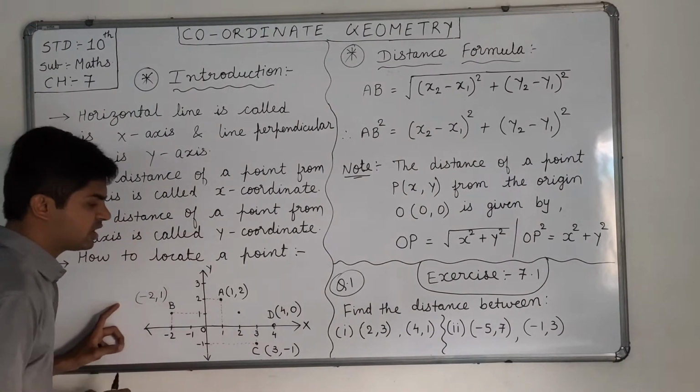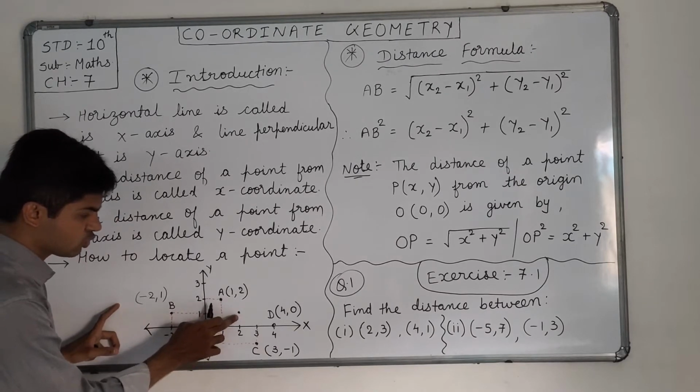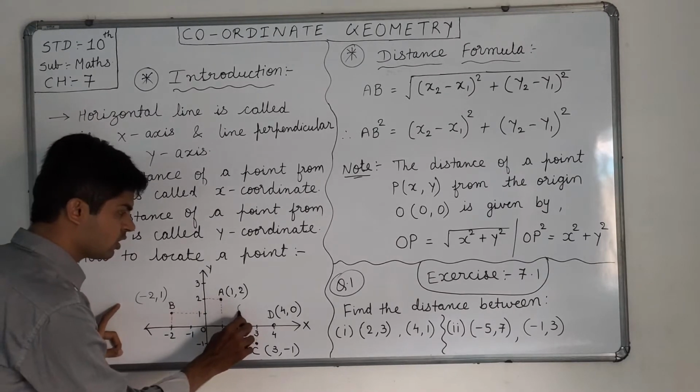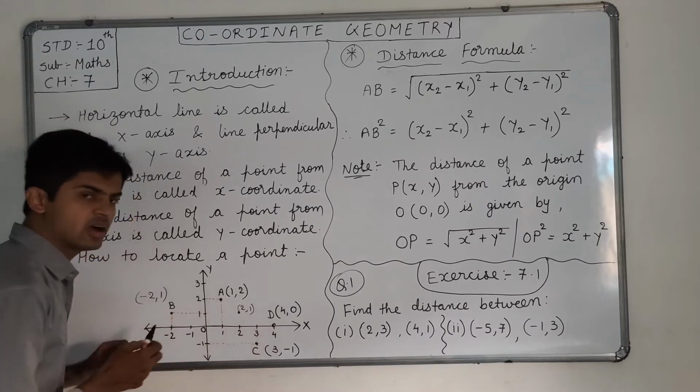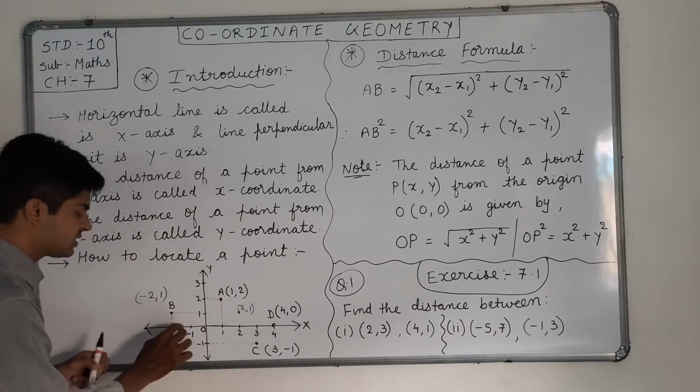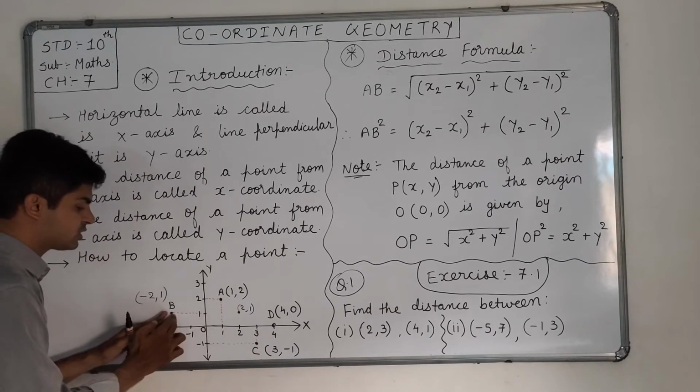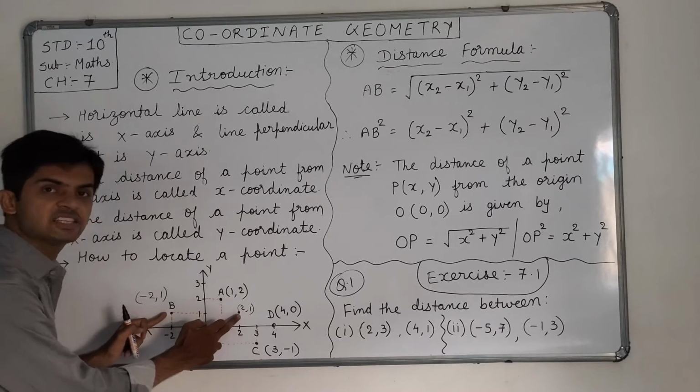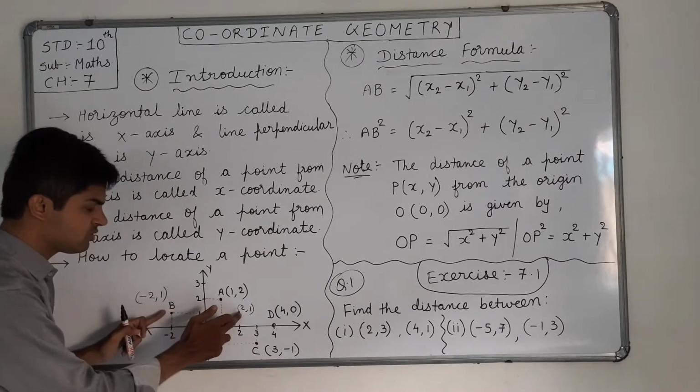What will be the coordinates of this point? On the x-axis it is 2 and on the y-axis it is 1. So the coordinates will be (2, 1). Now what is the distance between this point B and, suppose this is E? Then what is the distance between BE?